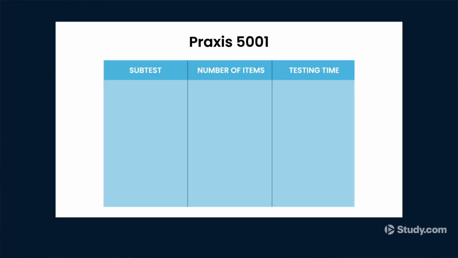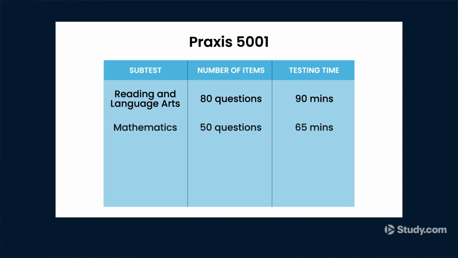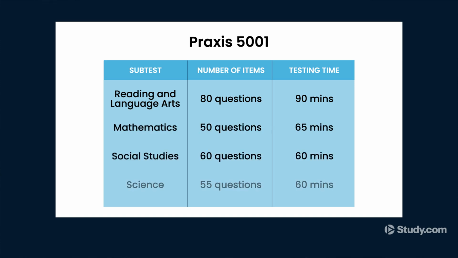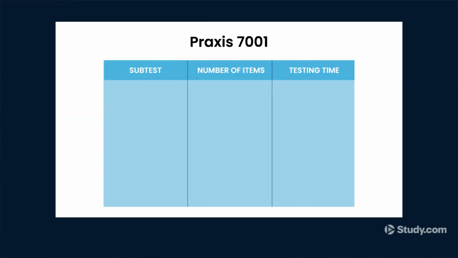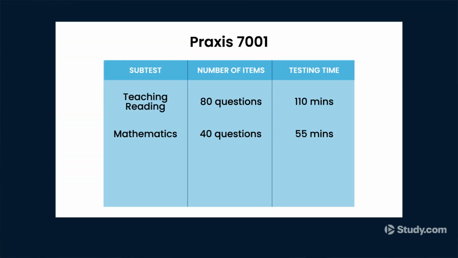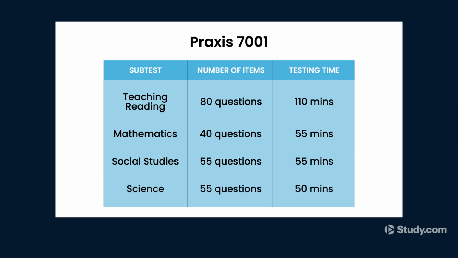Praxis 5001 consists of reading and language arts, mathematics, social studies, and science. This exam is required for teaching elementary level students in states like Alaska, South Dakota, and Kentucky. Praxis 7001 includes one subtest for each generalist elementary education subject, specifically teaching reading, mathematics, social studies, and science, and is required in states like Missouri, Louisiana, and Kansas. Qualifying scores vary by state.